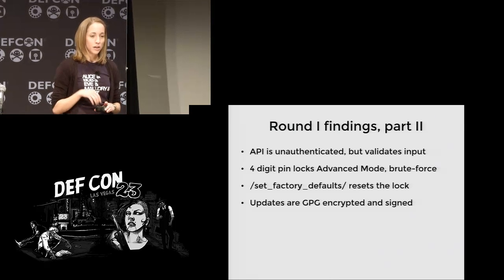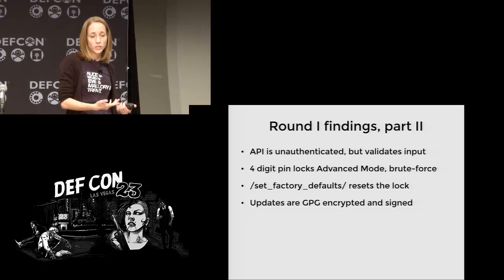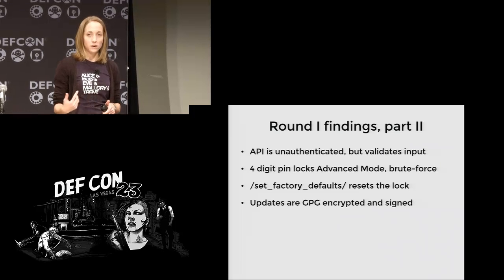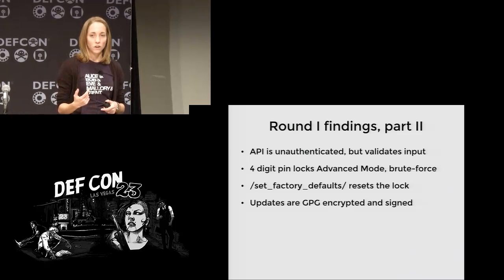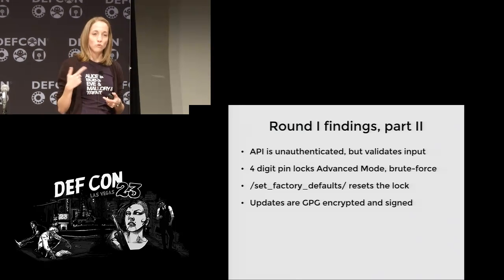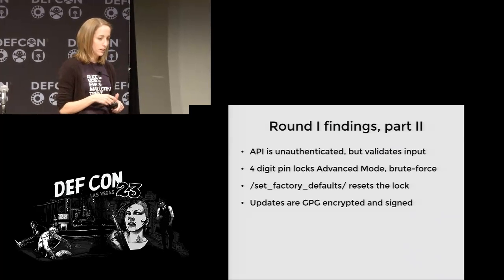We found that the API is unauthenticated, in that anyone who can get on the wireless network can actually change values and use the mobile app the same way you would use it. But it does validate input. So if you try to change the type of ammo used, for example, for our rifle, you'll get a drop-down box with only two values. If you try to pass it a value that isn't either of those two values, the scope will just reject it because there is something on the back end that is actually validating the input.